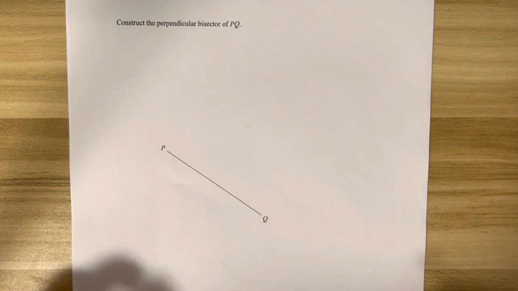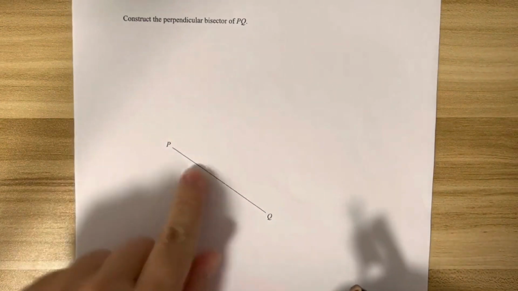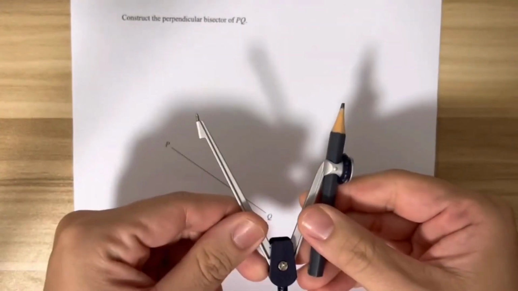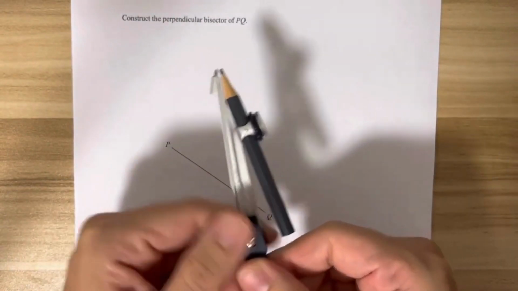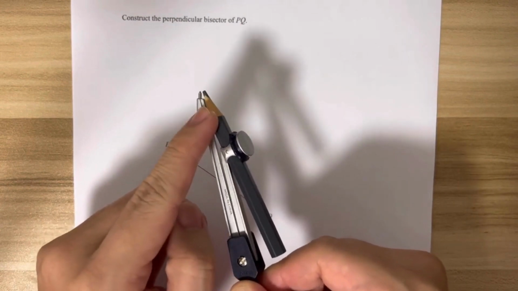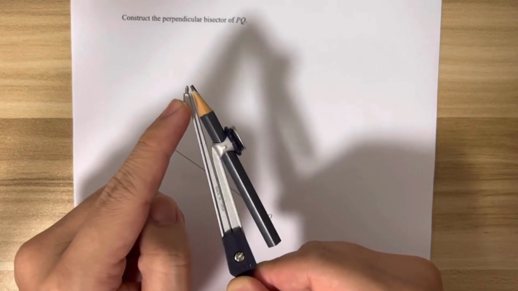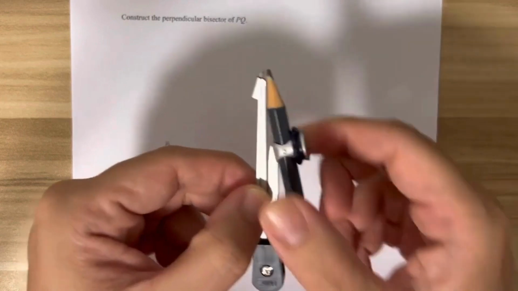Hello everyone, welcome to this part of the video where we are required to construct a perpendicular bisector. So, the very important thing is that when you use this compass, make sure that it is placed like this, where the tip of the pencil and the tip of the compass here are in this position, and we are ready to go.